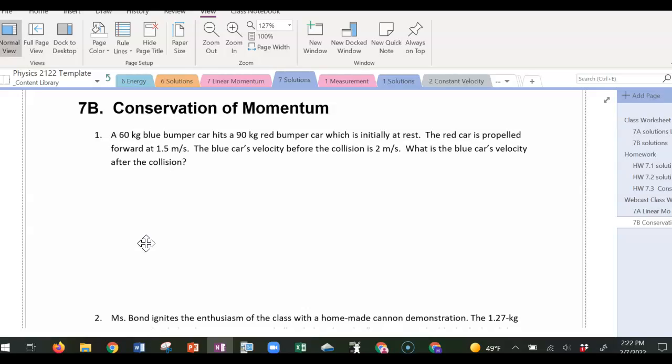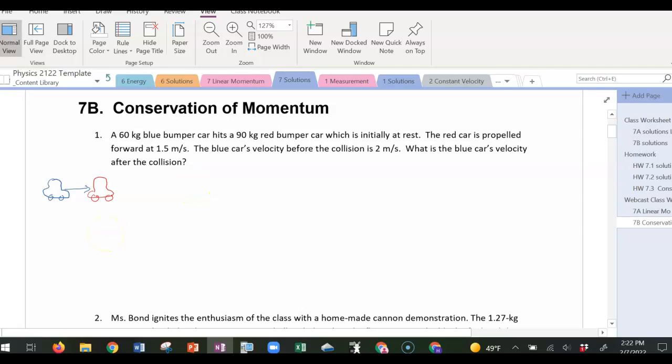Okay, so the first situation here, we have a blue bumper car that hits a red bumper car, which is initially at rest. So let's see here. I have a blue bumper car, and it comes over here, and it hits a red bumper car. I'm not much of an artist, but just a little diagram to get an idea.